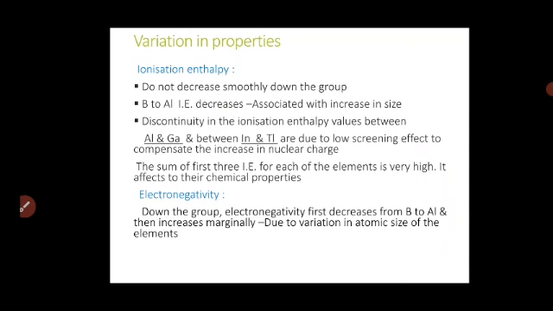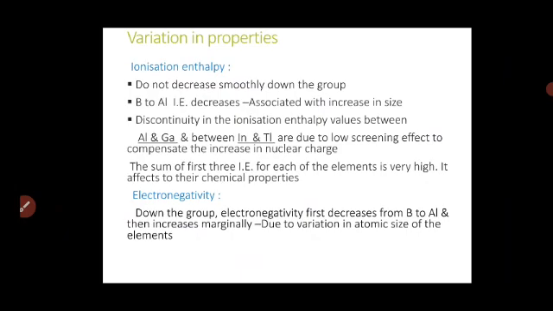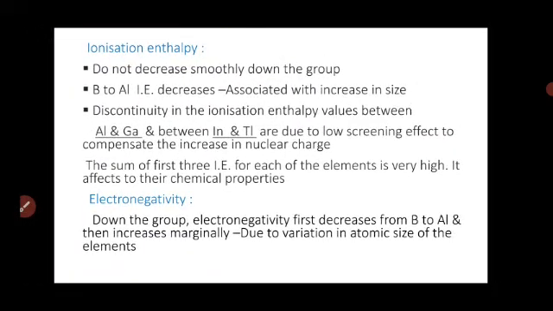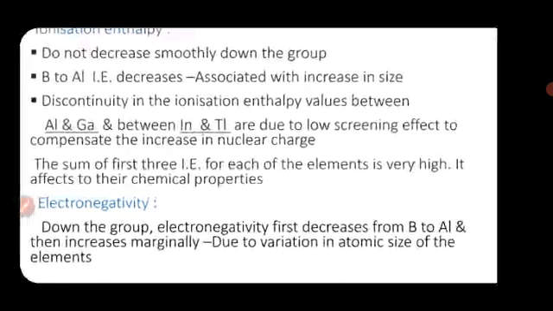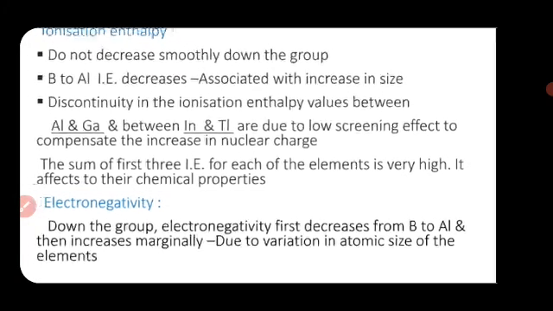Then what is the variation? From boron to aluminum, ionization enthalpy decreases. This is associated with increase in size. But there is discontinuity in ionization enthalpy values between aluminum and gallium and between indium and thallium. Now why is it? These variations are due to low screening effect to compensate the increase in nuclear charge.